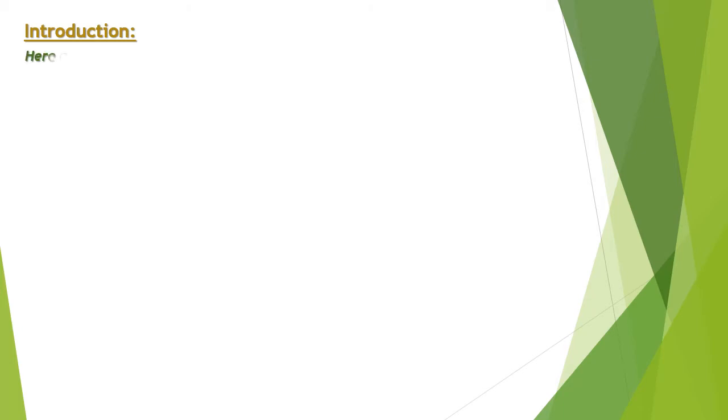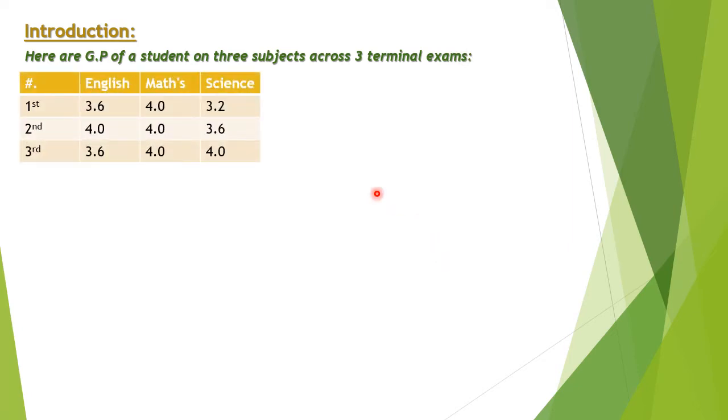For this, we are considering the GP of a student on three subjects across three terminal examinations. You can see it is in table form, and these are the GPs obtained by the student on English, math, science on first, second and third terms. Now let's reconstruct this table in a different way.